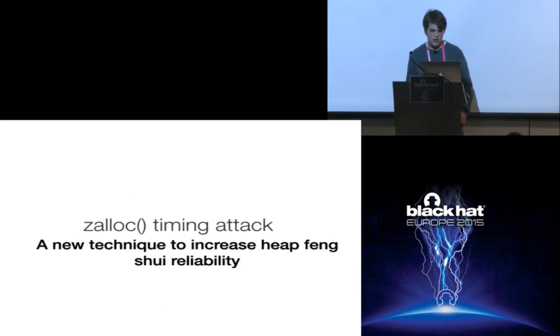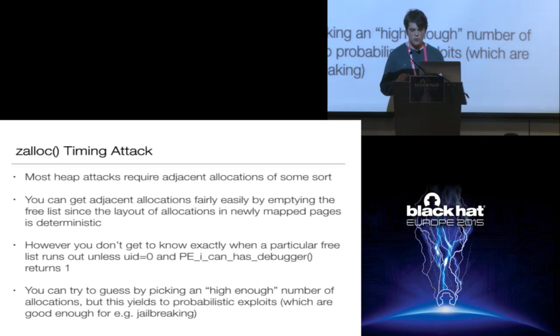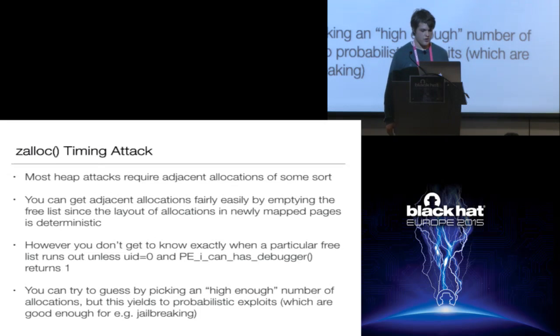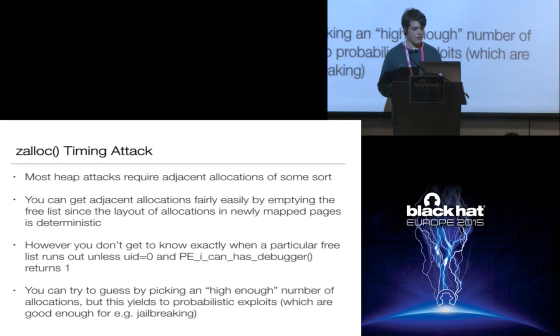Okay, this is something new, because for this we have to use adjacent allocations. But creating adjacent allocations is not easy. Most heap attacks require them, but the best way right now is to try randomly. But trying randomly, you introduce essentially a probabilistic part of the exploit, because you can try to guess by picking a very high number of allocations to run out the free list and map in a new page, which is then deterministic. But if you don't get it right, you can run out of the page when you do your heap overflow, and that will crash the kernel.